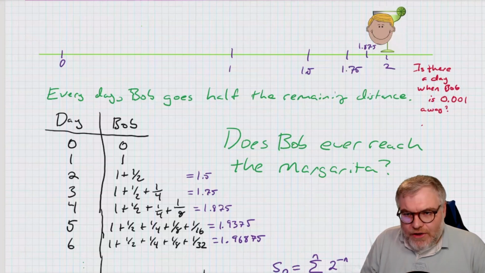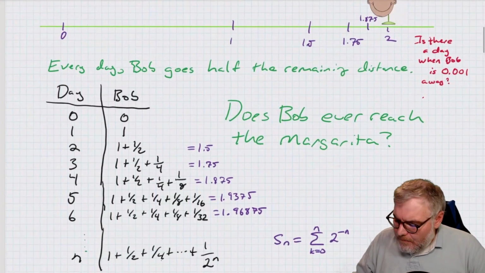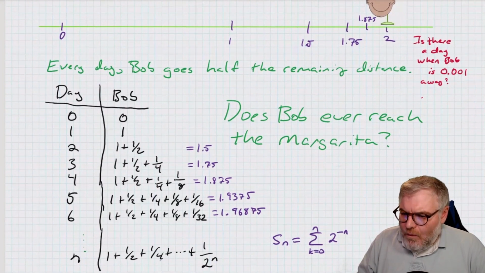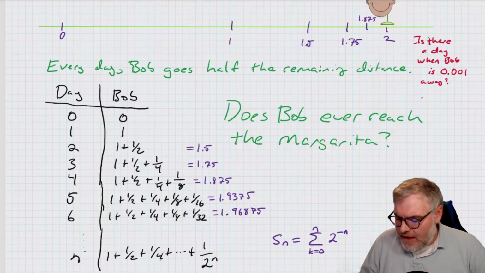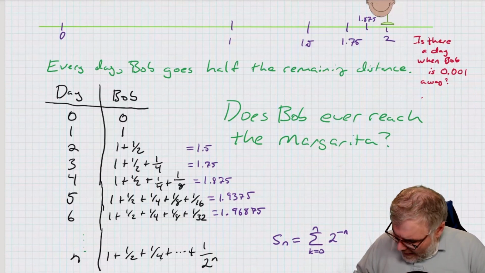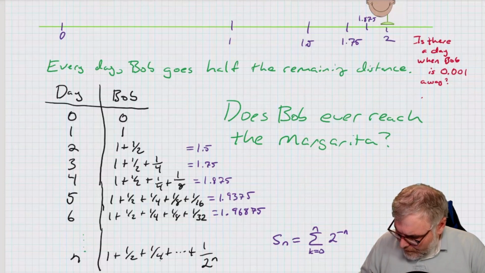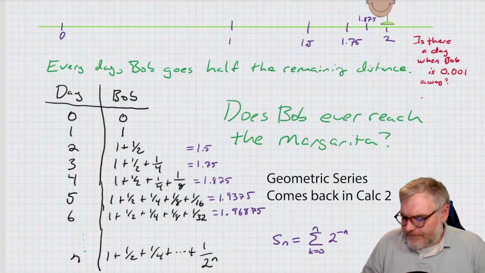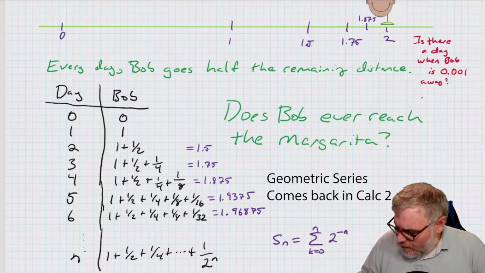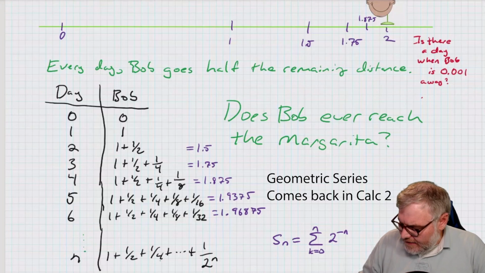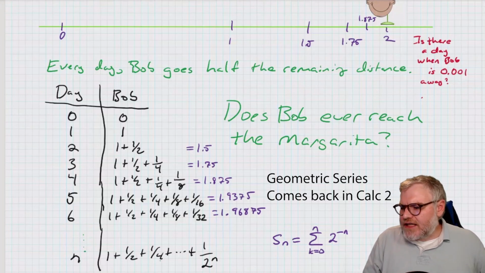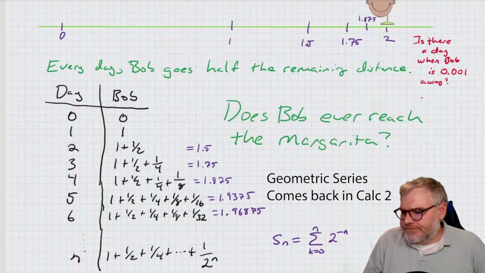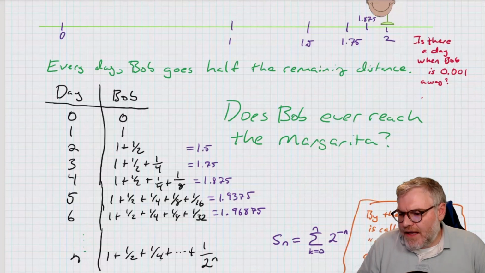At some day, we don't know when, or actually we do know when, we can compute it, but no matter how far away I say is close enough to drink the Margarita, there will be a day when Bob reaches that. By the way, the formula for day n here would be 1 plus 1 half plus 1 fourth plus blah, blah, blah, plus 1 over 2 to the n. And you're going to want to remember this. So that's this formula, S_n equals the sum from k equals 0 to n of 2 to the negative k. And you're going to see this again. This is called the geometric series. And by the way, you will see it again in Calc 2.